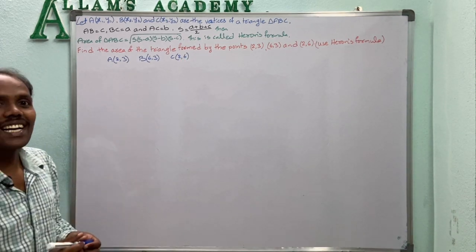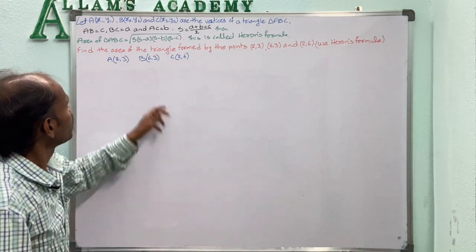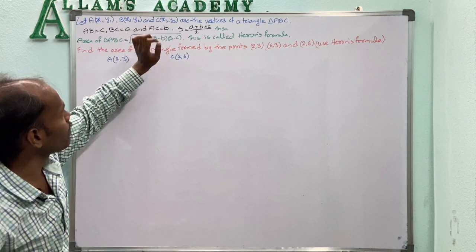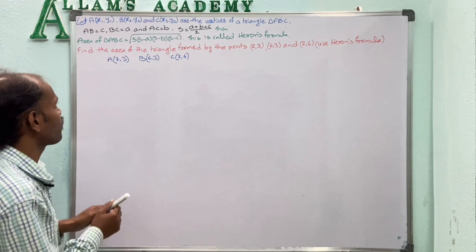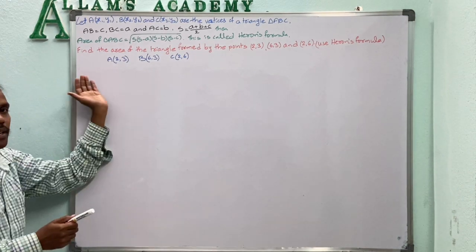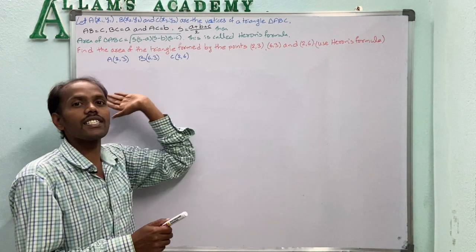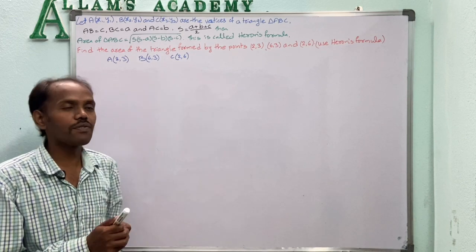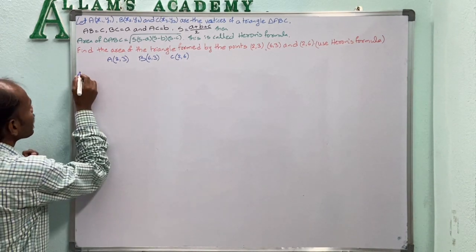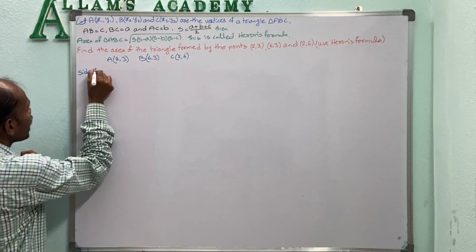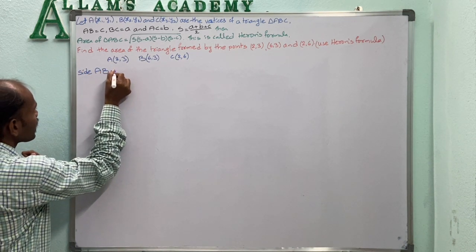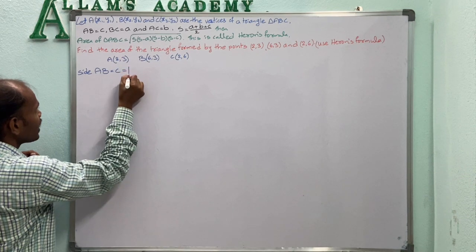Now find the side lengths. Why? Because we are taking a, b, c as the side lengths only. So we first find the side lengths. Finding side lengths is nothing but the distance between every two points. So that side AB, that is nothing but c, side length finding.